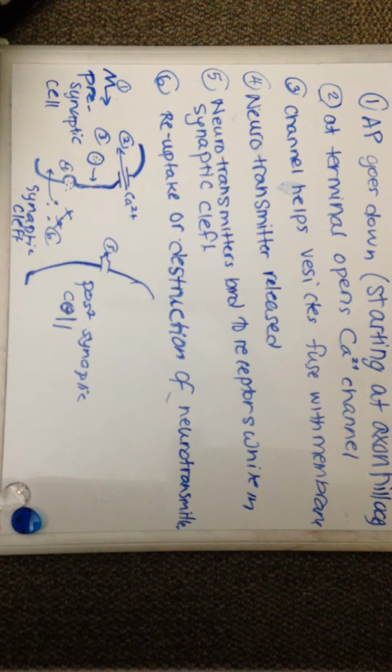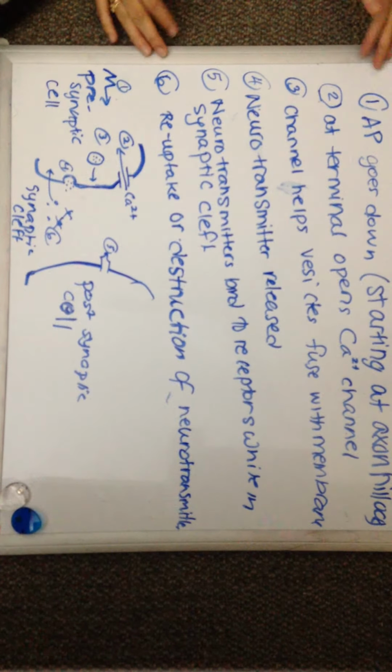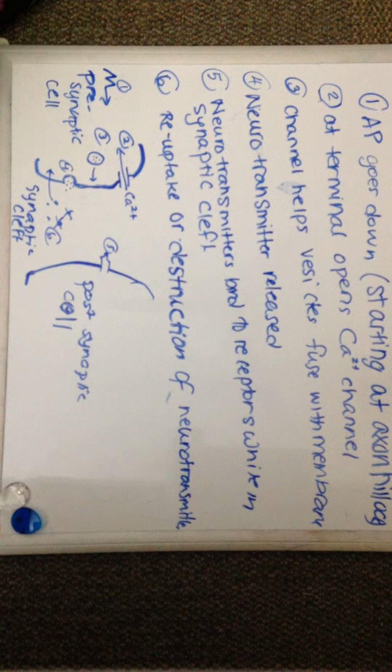And it's pretty straightforward. And it's amazing that just these few steps and a little bit of other stuff, chemistry and stuff involved, is how our neurons communicate.